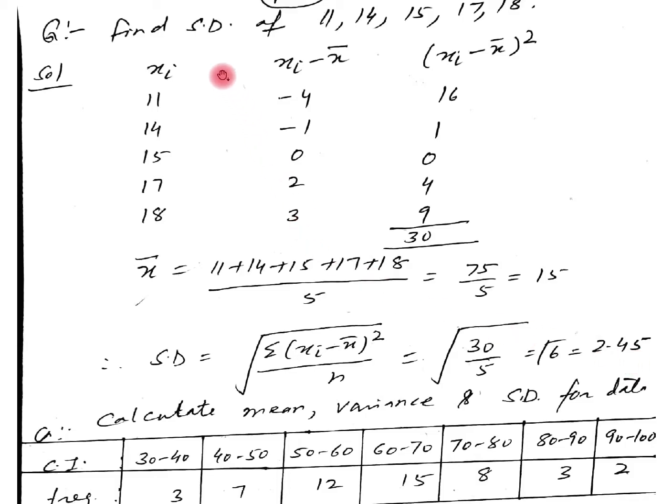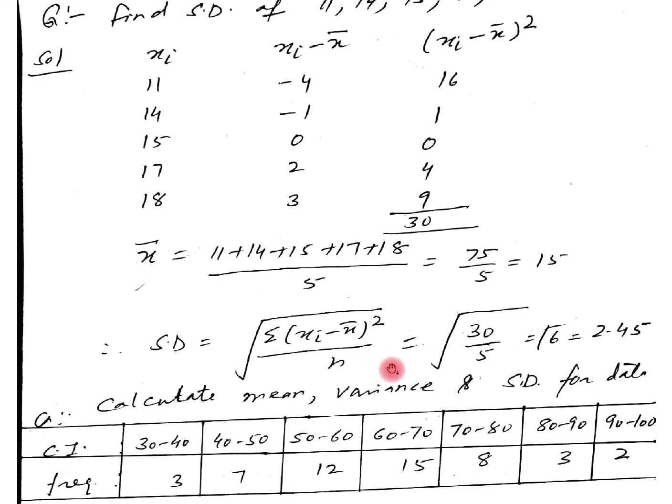This is how to find the standard deviation of ungrouped data. We have to make the column xi. Then we have to find x bar first. Then make the column xi minus x bar. Then squaring it and putting in the values, we get the standard deviation.